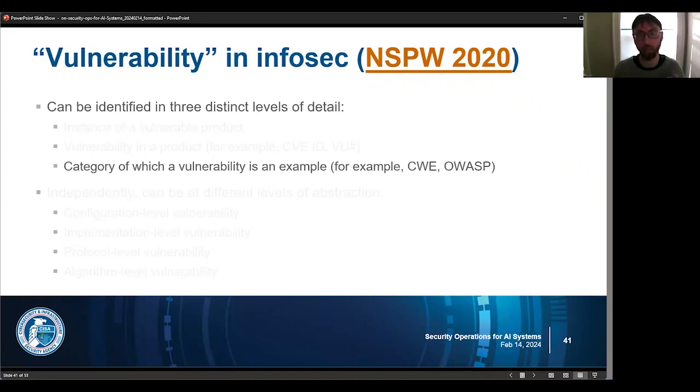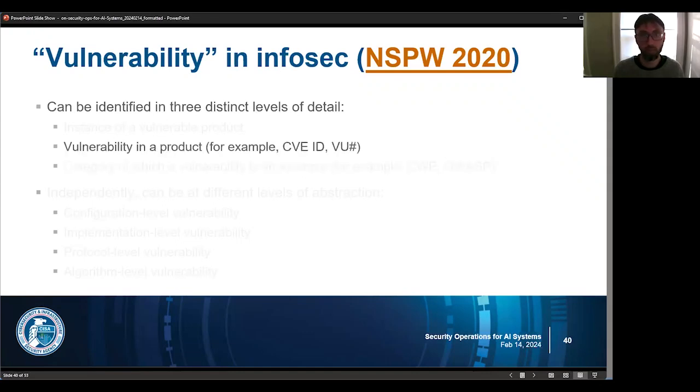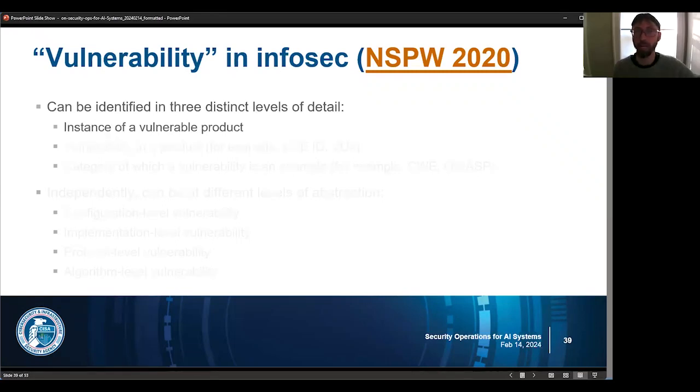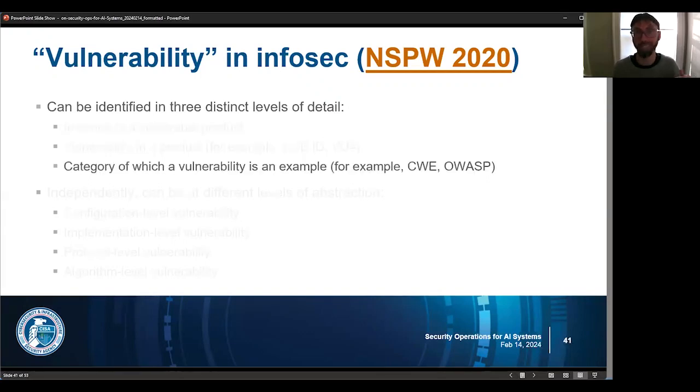OWASP also has categories of vulnerabilities specifically for the web. So we can have a vulnerability in a product that has a specific CVE ID. We have an instance of that product installed on my network. That vulnerability can be a buffer overflow, which is a category of vulnerability. We often use, when we're just talking freely, the word vulnerability for all three of these things, which can make the metaphors with the AI space confusing, because exactly how those three things map to an AI system is not straightforward.